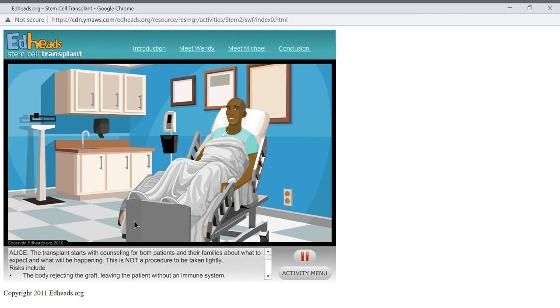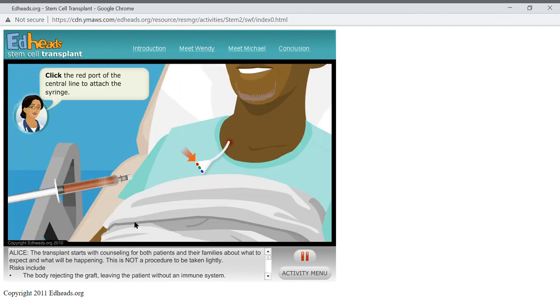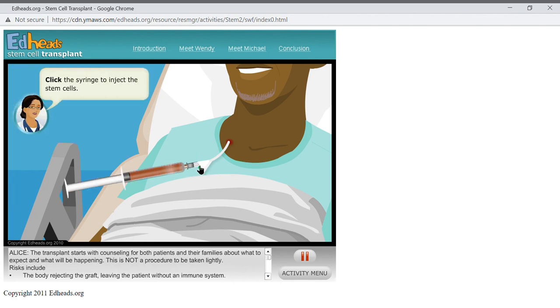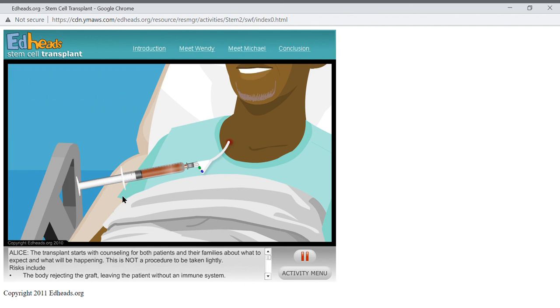Take the syringe filled with stem cells and screw it onto the port of the central line. Then slowly depress the plunger. This will feed the stem cells into the patient slowly, allowing them to migrate to the bone marrow and begin growing there.